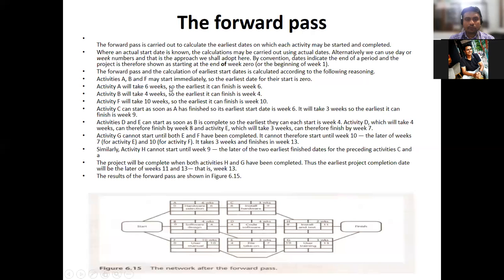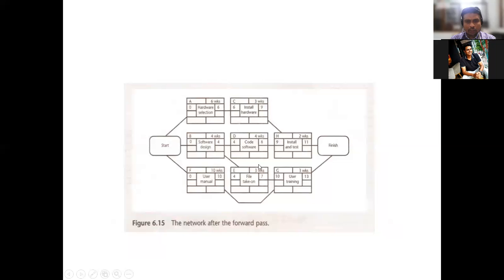Activities A, B, and F may start immediately, so the earliest date for their start is 0. Activity A will take 6 weeks, so the earliest it can finish is 6. Similarly for B, 4, and for F, 10, which is the earliest finish. So the earliest start is 0, and the finish is the duration, whatever duration is specified in the table. Okay, so this is the way we need to construct it: 0, 6 and 0, 4 and 0, 10.